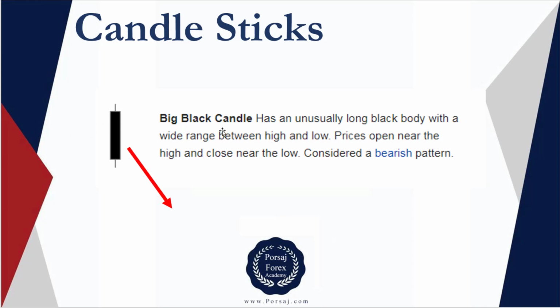A big black candle is a term used in candlestick chart analysis to describe a specific type of candlestick pattern. It is characterized by a large bearish, downward, candlestick with a long body and little to no upper or lower shadow. The big black candle signals a strong downward price movement and bearish momentum in the market.